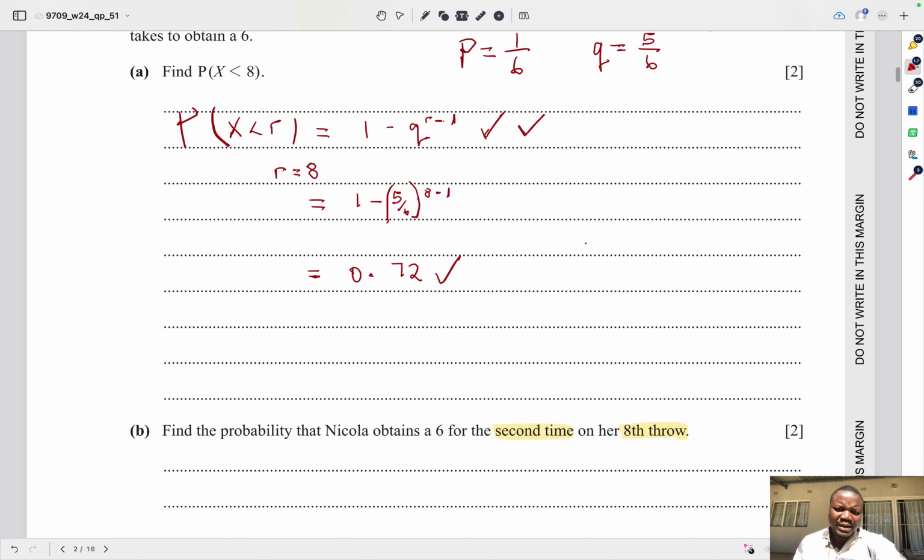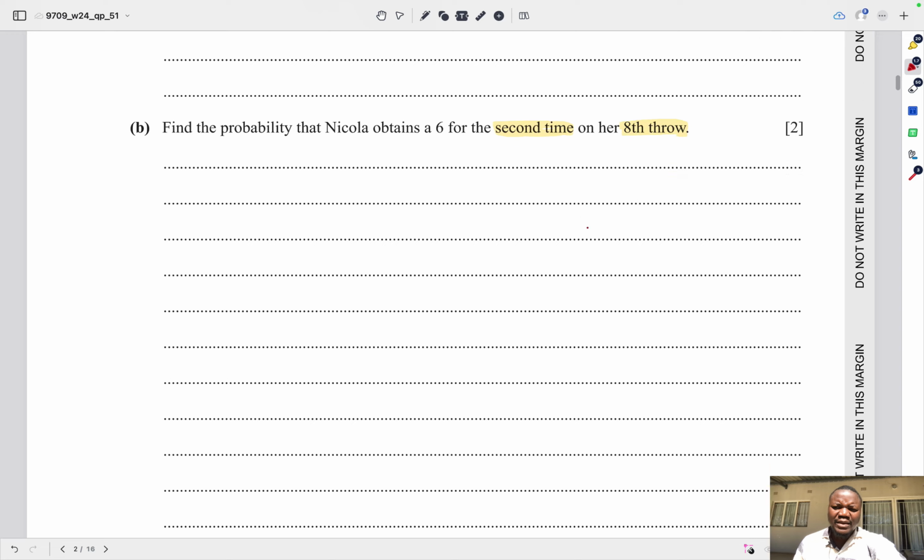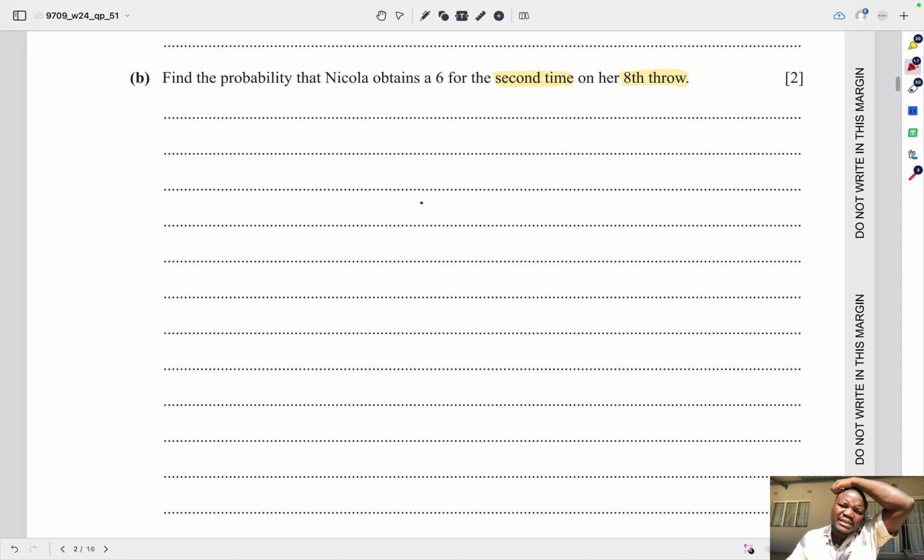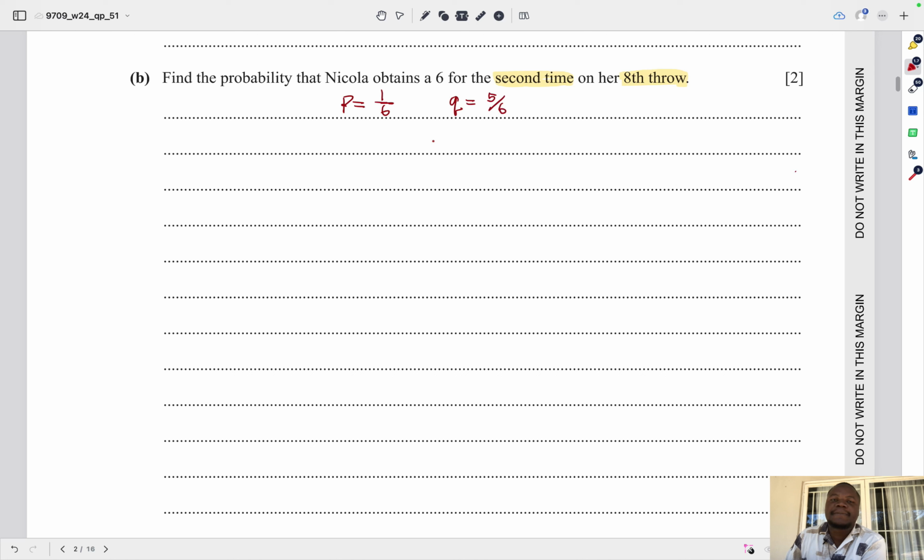Now let's look at question number B. Number B is a very nice question. They say find the probability that Nicola obtains a 6. Remember, I'm told that this person on the 8th throw is going to attain a 6. One thing that we know is that the probability of success, which is the probability of attaining a 6, is 1 over 6, and the probability of not obtaining a 6 is 5 over 6. Now they are telling us that in 8 throws, this person attains the second 6 on the 8th throw.